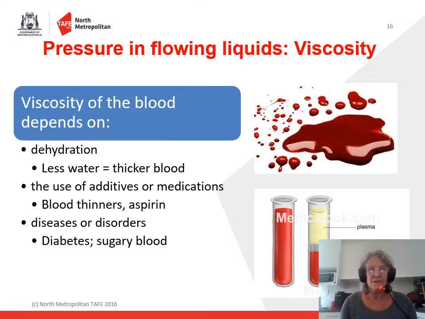So as people get older and their pressure is less, a lot of them are going to be put on blood thinners to thin that blood out, and then it can get through the system more. So viscosity will change depending on the health of the person, depending on if they have a disorder like diabetes, and how much water they're drinking.